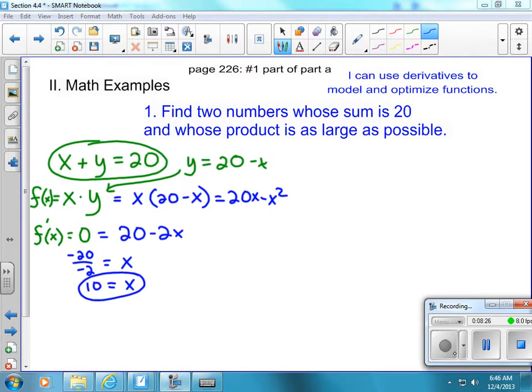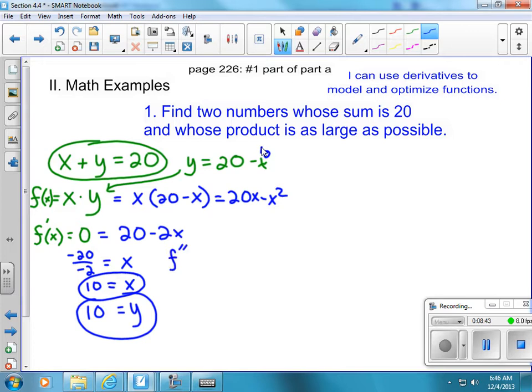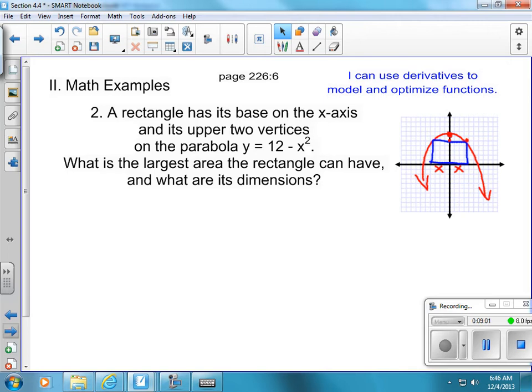So if x equals 10, we plug it back into the equation up here, 20 minus 10. That means y is also equal to 10, and that gives us our maximum value. All right, now if we took the second derivative test, just to make sure, the second derivative equals negative 2 everywhere. So this is definitely a maximum. So x times y, when they're both 10, gives us the product as large as possible. The next problem is more fun.